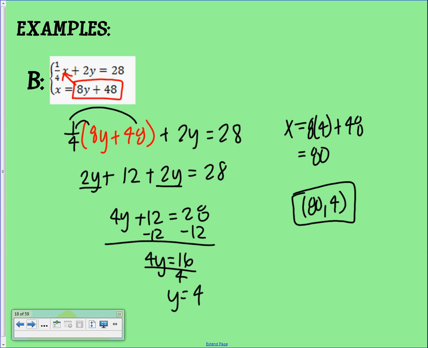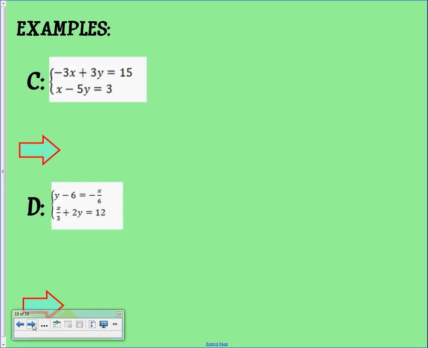Okay, let's try another one. Example C. Well, now example C is getting a little trickier because I don't have an x equals or a y equals. So what I want to do is solve one equation so I have only an x equals or a y equals. If you look at that, the first equation is kind of tricky because I also have 3's on them, or negative 3, so I'd have to do a lot of work there. My second equation, I could see that I could solve for x rather simply by just adding 5y to each side. So that's what I'm going to do.